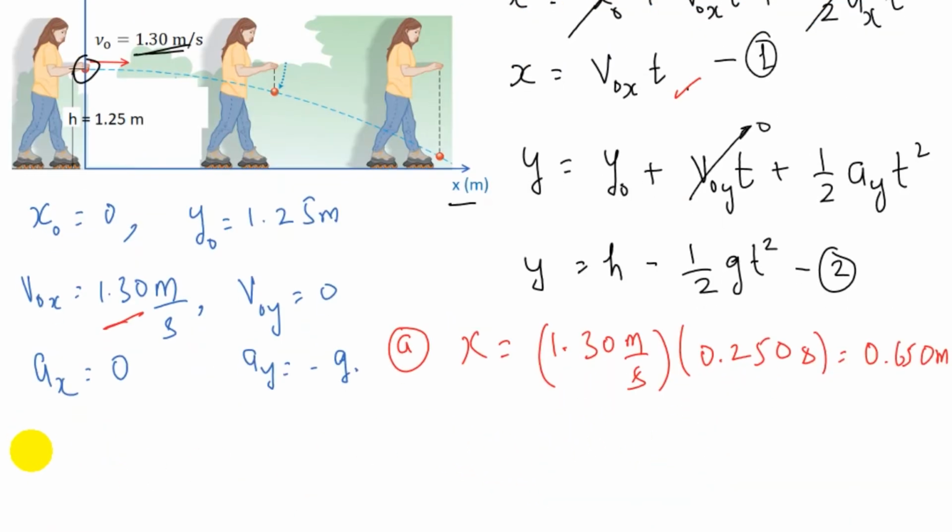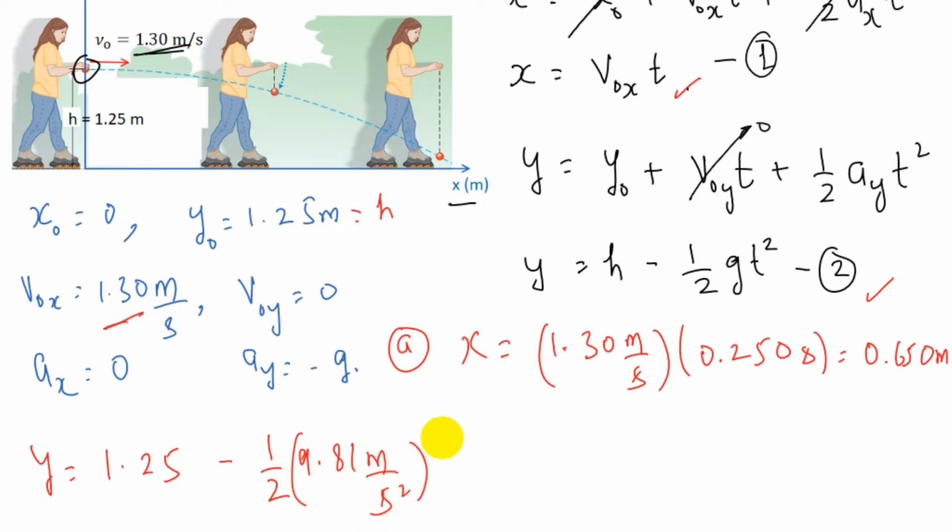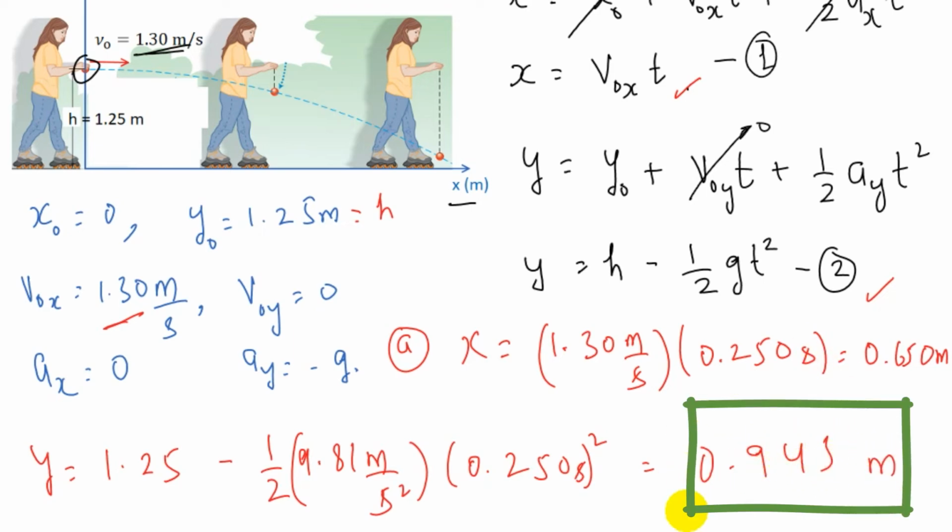Now for the y value, we're going to substitute the values here. So h we have 1.25 meter. This is our h value. Now then minus 1 over 2, g is 9.81 meter per second squared, times t is 0.250, and it's squared. So this value comes out to be 0.943 meter. So this is the answer for the y value for the a part.